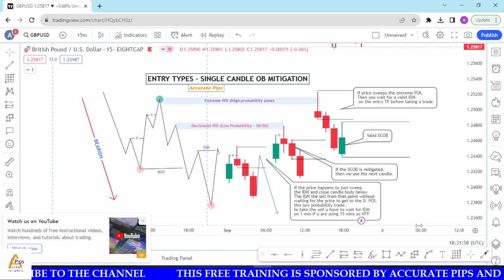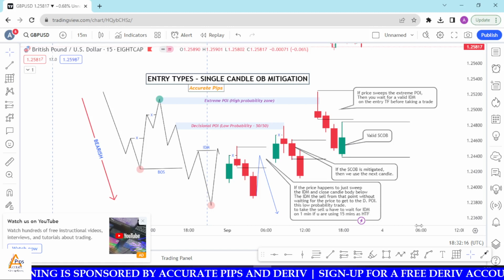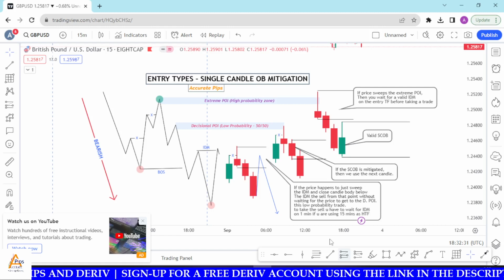I only talk about making sure the structure you identify is valid, making sure you are in a trend. Then when the market breaks structure and takes out your inducement, look for your areas of point of interest, both decisional and extreme, and take your entry on the lower time frame. That is all. Nothing much. It's not plenty. It's about just understanding the concept.